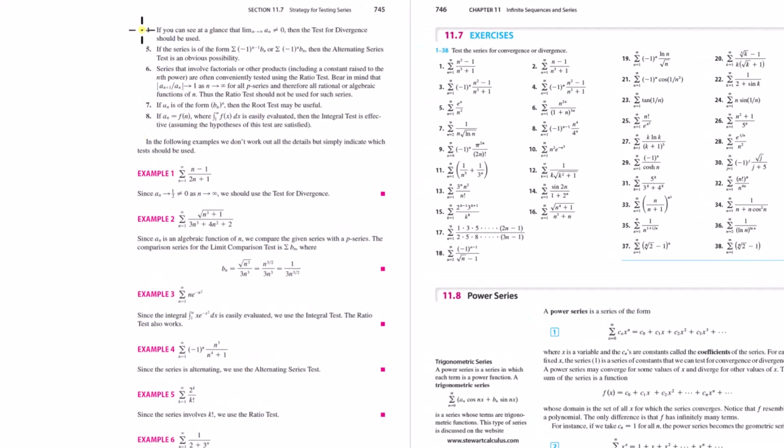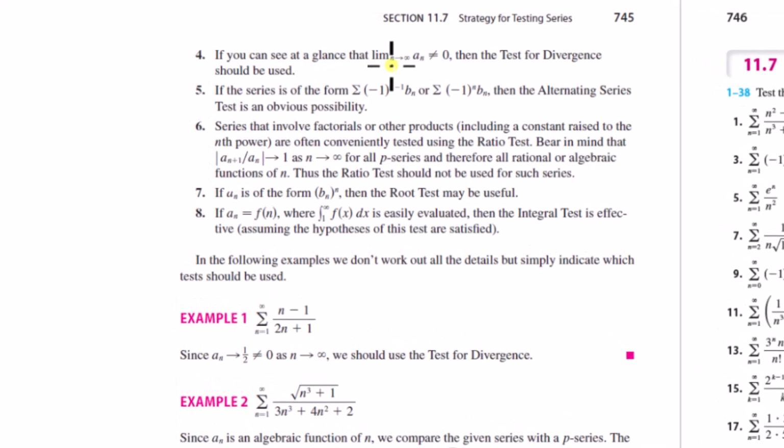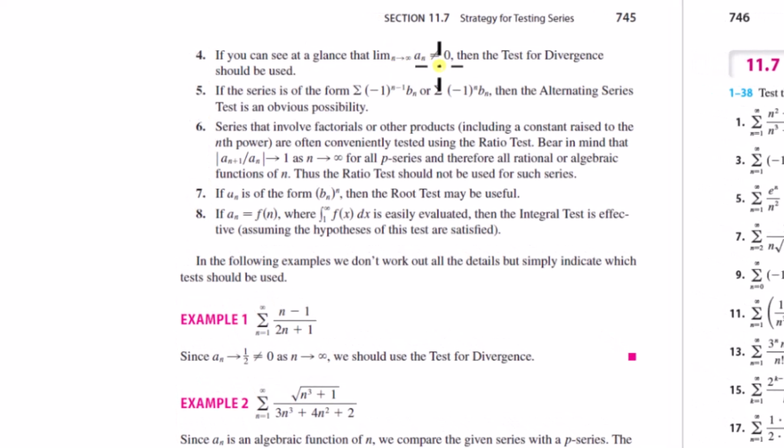Okay, here it says, if you can see at a glance that the limit of the a sub n is not equal to 0, then the test for divergence should be used. So you always want to look at a series you're given, take a glance at the a sub n and think about its limit. If it's obvious that the limit of the a sub n is going to diverge or it's going to converge to something other than 0, well then just do the test for divergence, because you know it's going to diverge.